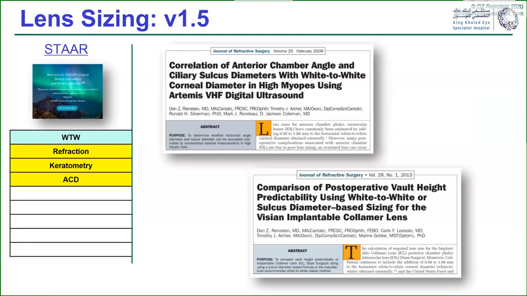Now, from 1999 on, Carlo and myself, but prior to this, Mark Rondeau and Ron Silverman at Cornell, we started doing studies using our high-frequency ultrasound systems. And we published one paper in 2009, and one that was published in the 90s, showing that the sulcus was not that well correlated to the angle or to the white-to-white. And we were also showing that it was only 30% of the eyes where the vertical sulcus was wider than the horizontal sulcus, so not all of them. And so this work led to some very interesting debate around the world.